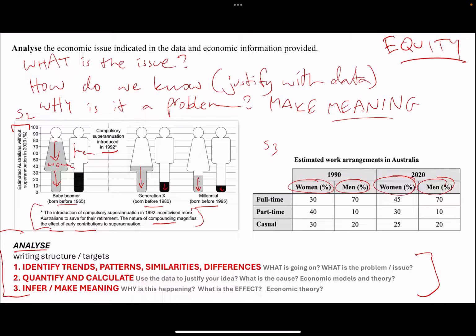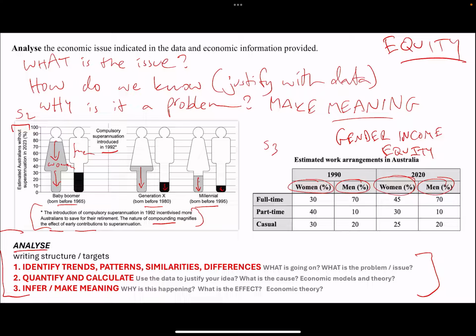So we're talking about equity. Really, I think that this is a question around gender income, gender-derived income equity. It's not about different groups, baby boomers versus Gen X. It's men and women and the outcomes that they might face.